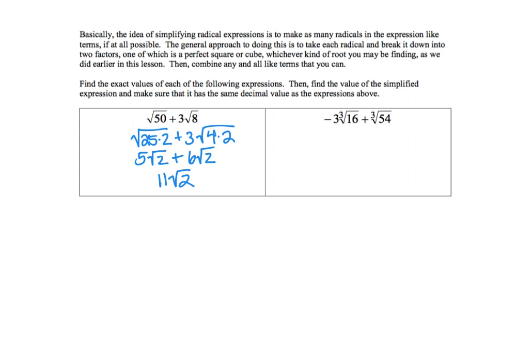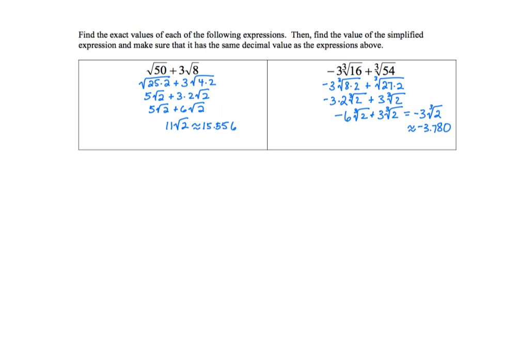Press pause on your video, and when you're ready for the answer, press play again. Here is the answer to that problem. 8 was a factor of 16, that's a perfect cube. 27 is a factor of 54, that's a perfect cube. We simplify and we find that we have like terms. Negative 6 cube root of 2 plus 5 cube root of 2 is negative 3 cube root of 2.